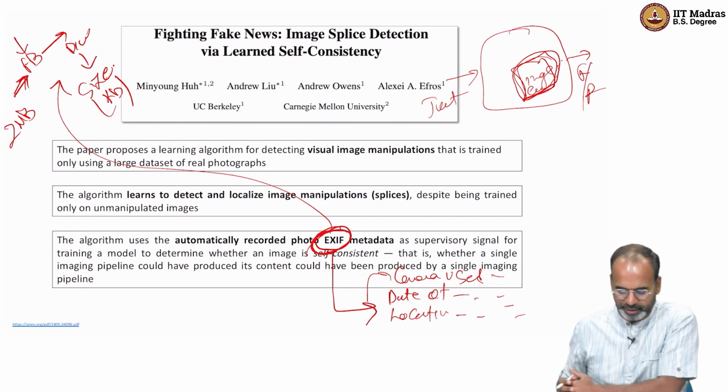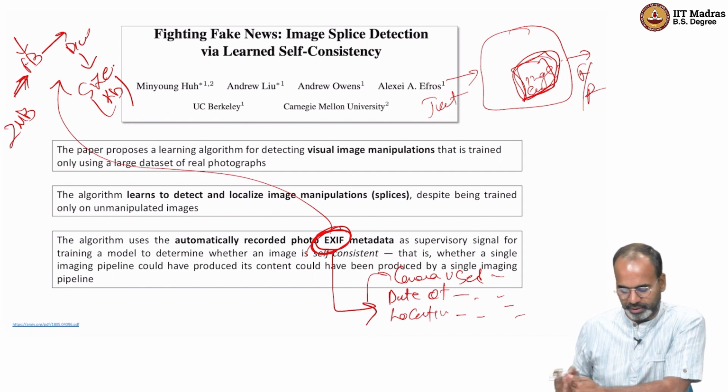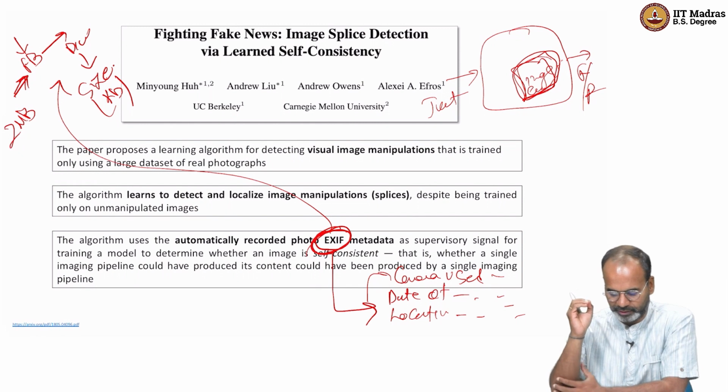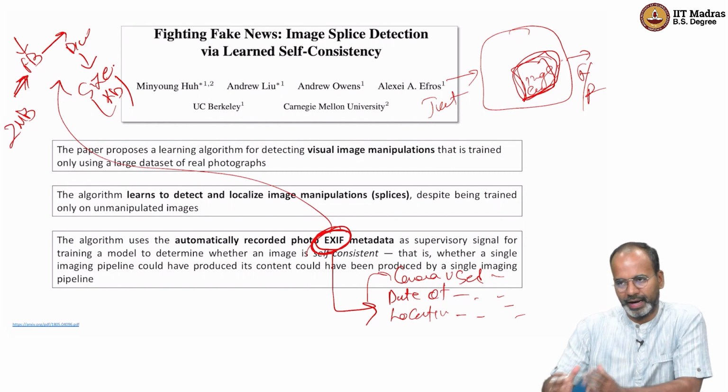The algorithm uses automatically recorded photo EXIF metadata as a supervisory signal for training a model to determine whether an image is self-consistent. That is, whether it could have been produced by a single imaging pipeline. So the idea is that no manipulation is done on the image.